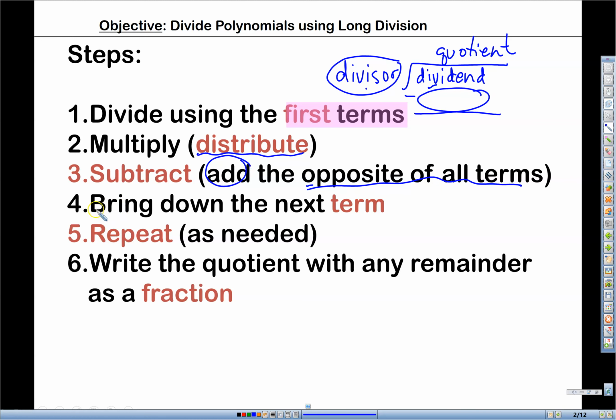Then, just like we do in long division of numbers, we'll bring down the next term, and then as needed, we will repeat these first four steps until we know whether or not we have a remainder. If we do have a remainder, we will write that remainder as a fraction to create a polynomial structure in our final answer. All right, let's take a look at one.